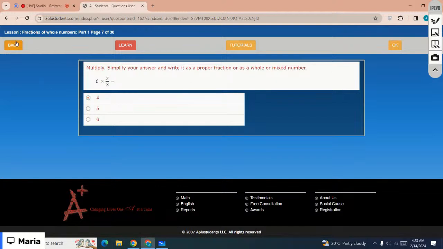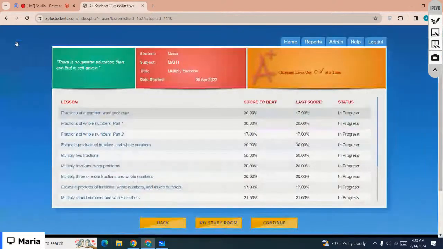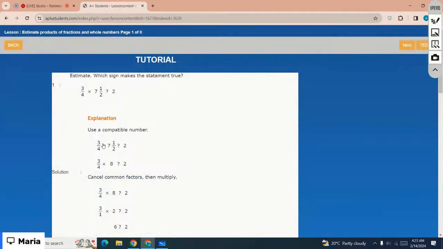Okay, you can complete the lesson by yourself later today. Let me just move on to the next lesson. The next one is fractions of whole numbers part 2. You can do the lesson on your own. That is exactly the same as what we just finished. The next one is estimate products of fractions and whole numbers. Now we have to estimate, right? We do not have to find the exact answer. We have to estimate, right?